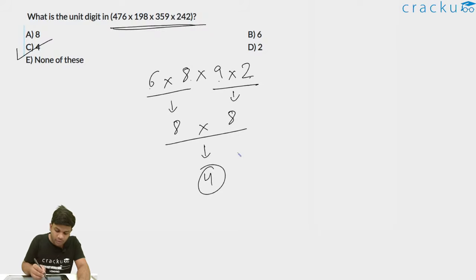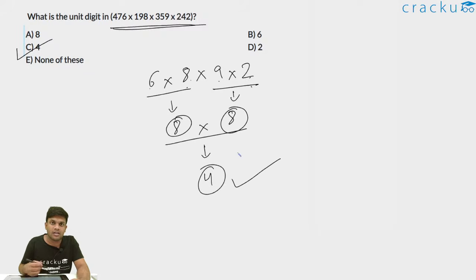So whenever you have to find a unit digit, take the unit digit of each number, multiply it, and again use the unit digit. Repeat the same process to get the unit digit of the entire multiplication or the entire calculation.